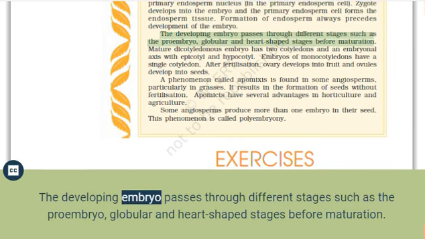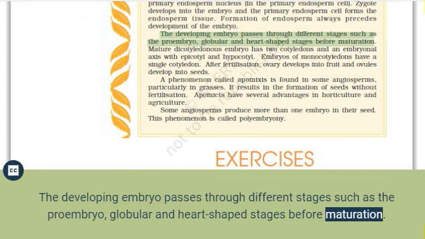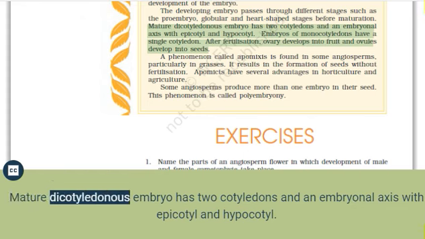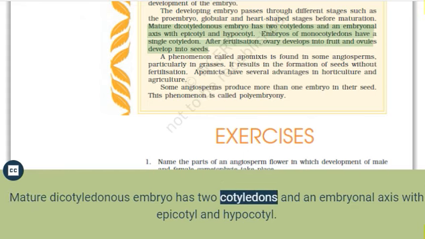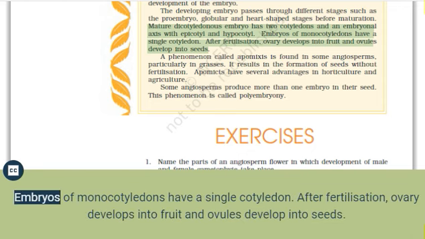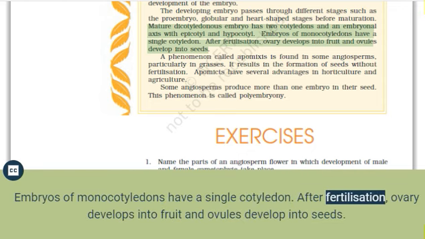The developing embryo passes through different stages such as the proembryo, globular and heart-shaped stages before maturation. Mature dicotyledonous embryo has two cotyledons and an embryonal axis with epicotyl and hypocotyl. Embryos of monocotyledons have a single cotyledon. After fertilization, ovary develops into fruit and ovules develop into seeds.